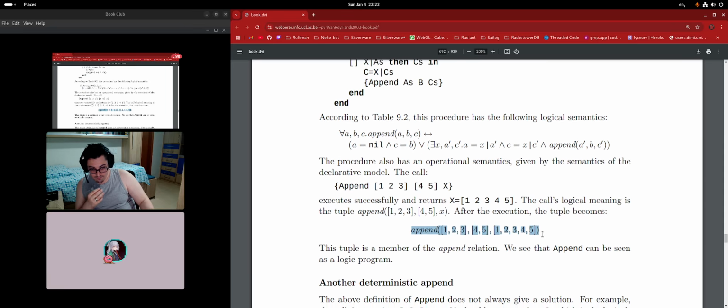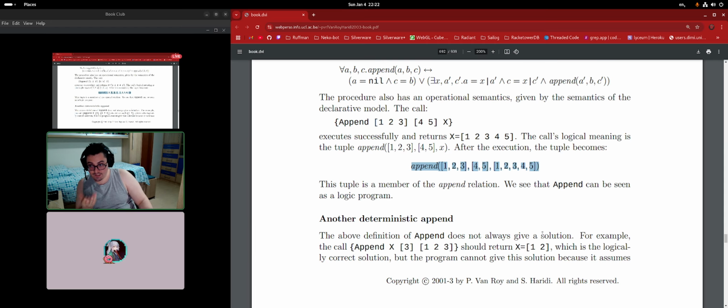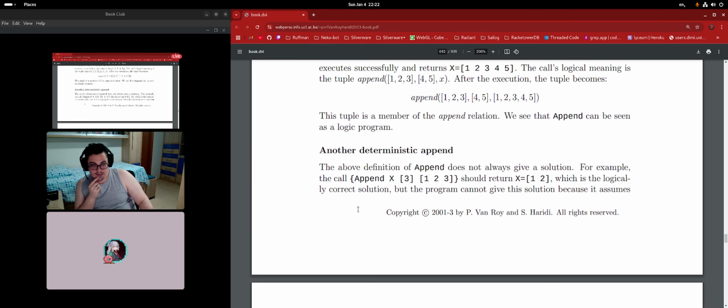But now we will see how to actually implement this specification. Well, we're going to see this in a bit. The above definition of append doesn't always give a solution, right? For example, this call would not do what must be done. It should return x equal to 1 2, because 1 2 appended with 3 gives the list 1 2 3.